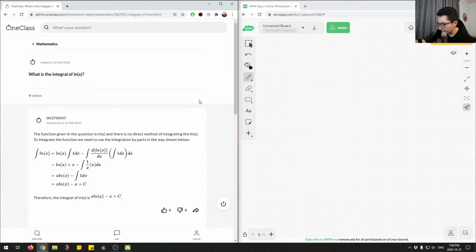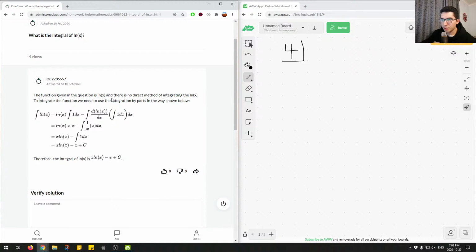Just going to clear the page. Alright, so question number 4. Now we're taking the integral of ln x. We did some derivatives, and now we're going to do an integral in this question. This is question number 4. Let's go through what the junior tutor did here.